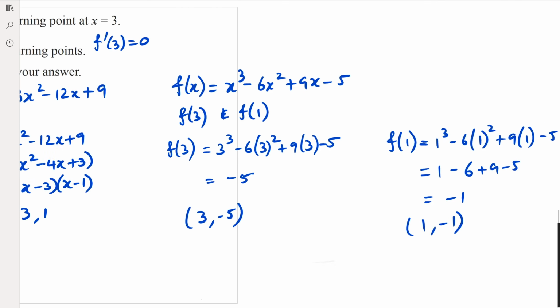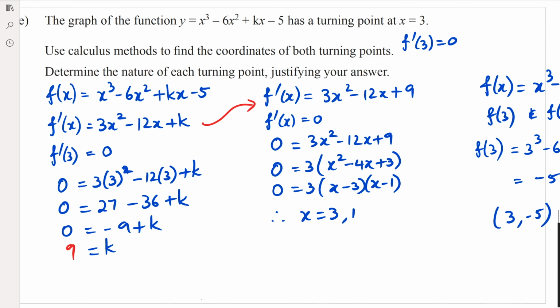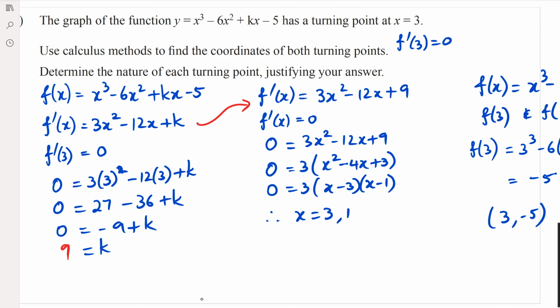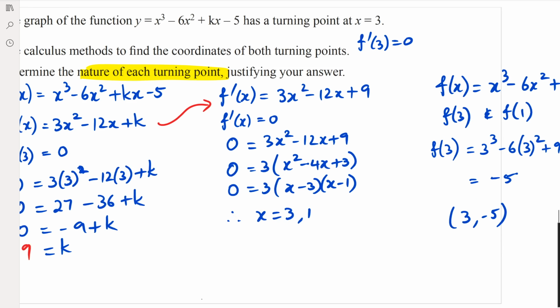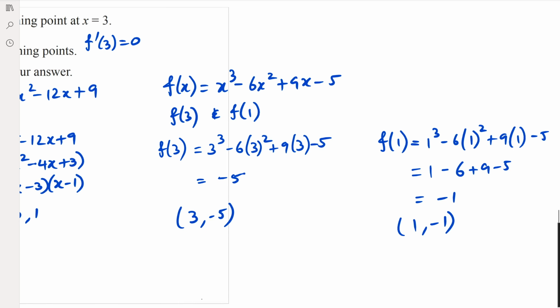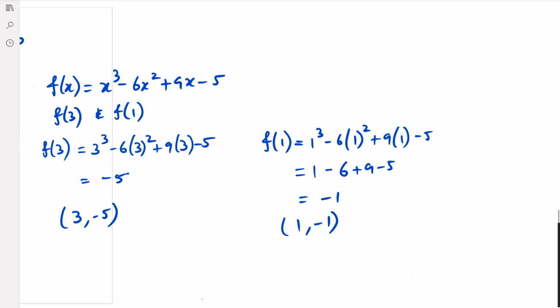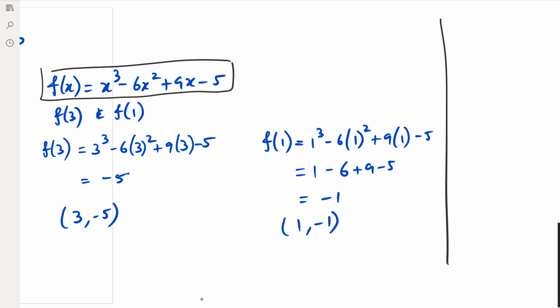So let's go back to the question. We've actually figured out what the turning points are, but we need to find out what the nature of each turning point is. You've got a couple of ways to do this. The first thing is this. I'm sorry guys, kind of going all over the place here. This graph right here, it's a cubic. So it looks like this.